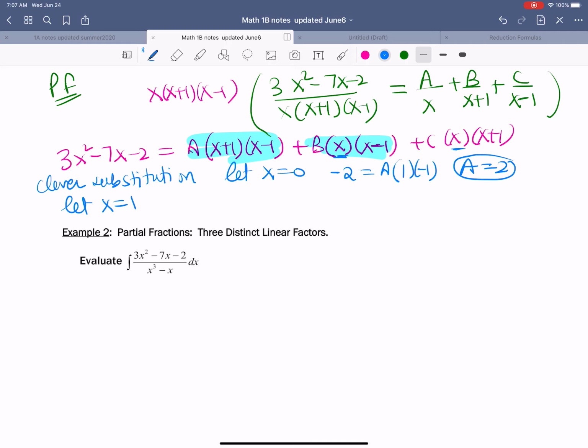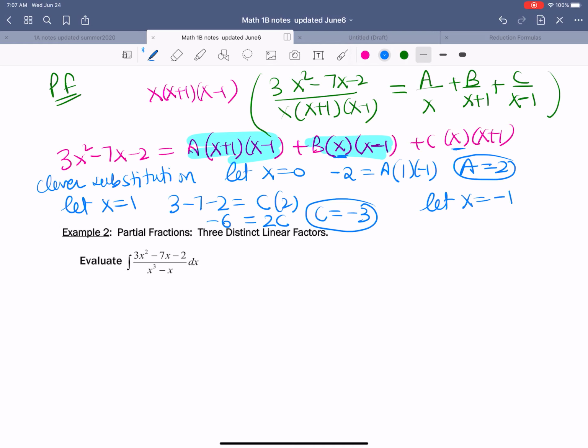So if x is positive 1, the left-hand side is 3 minus 7 minus 2. The right-hand side is c times 1 times 2. Okay. 3 minus 7, that's negative 4, minus 2, that's negative 6, equals 2c. So I can say c is negative 3. C is negative 3. Okay, now I'm going to do the clever substitution, let x be negative 1.